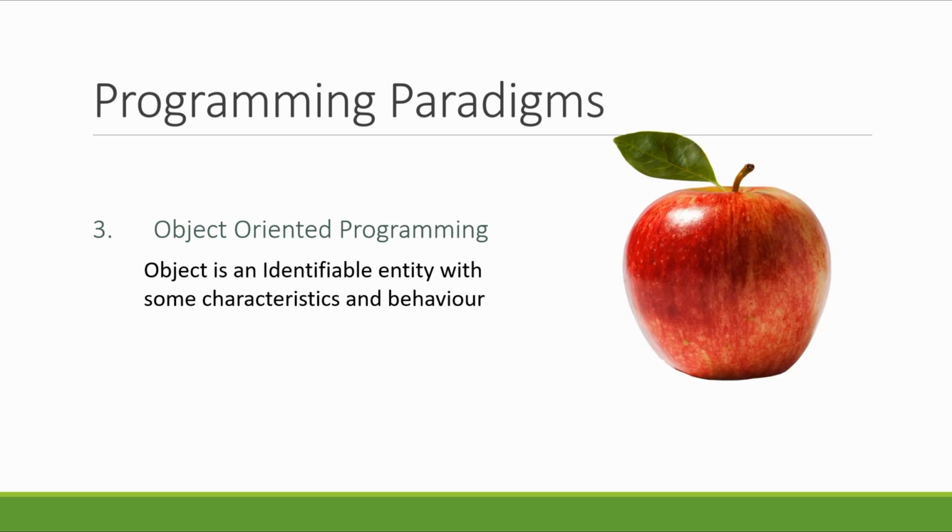For example, we have an apple. Let's consider this as an object. As the definition says, an object is an identifiable entity, hence the apple, taken as an object, is an identifiable entity with some characteristics and behaviors. So what are the characteristics and behaviors of an apple? You can say that its characteristics are that it is spherical in shape and red in color. Similarly, if you look at the behavior of an apple, we can say that it's mostly sweet and similar behaviors.